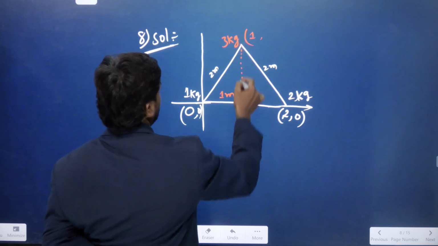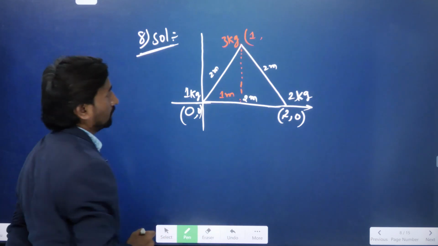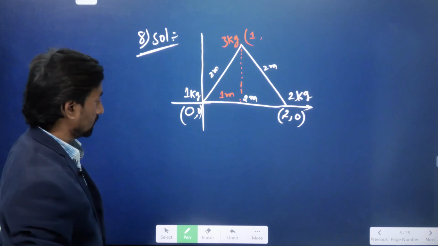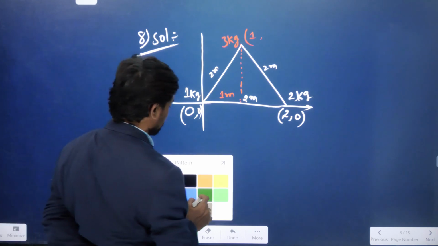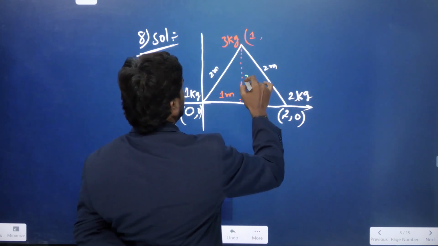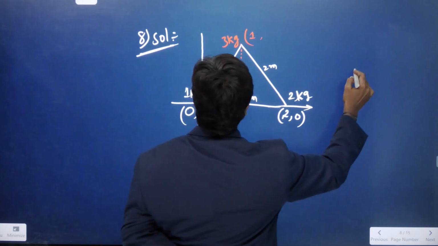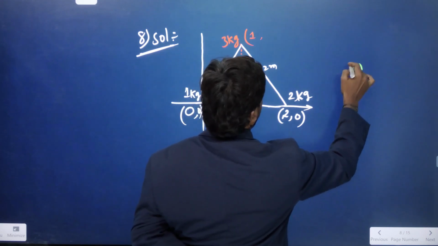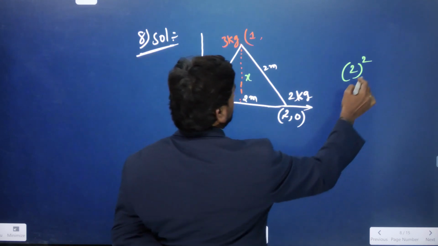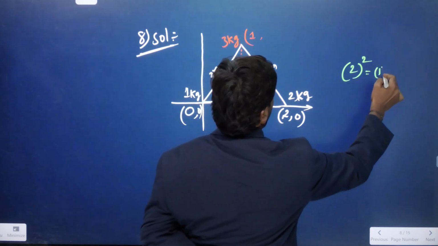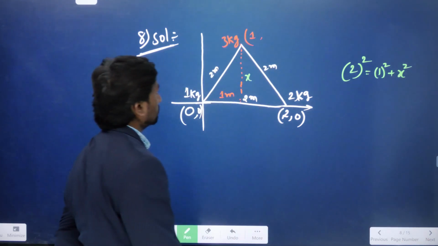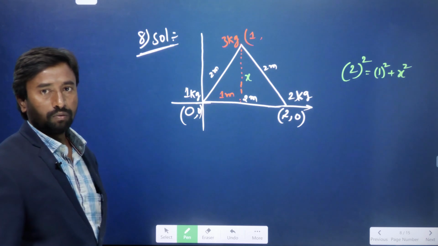Now we should find the height of the triangle. What is the height of the triangle? How can you find it? By using the Pythagoras theorem. Let us consider this distance as x. We can apply the Pythagoras theorem here. This is the hypotenuse. 2 square is equal to 1 square plus x square.